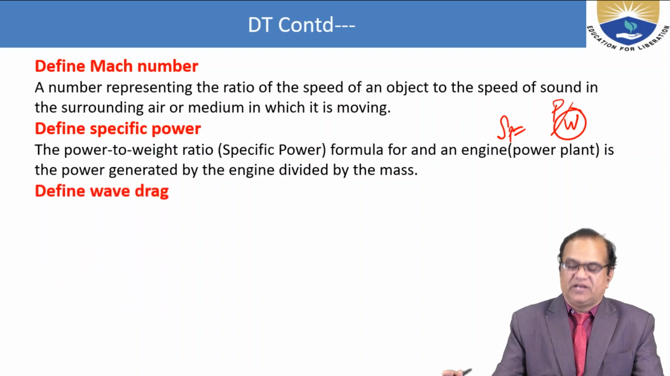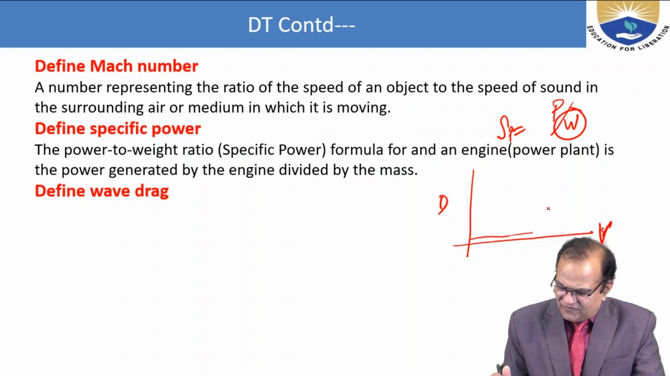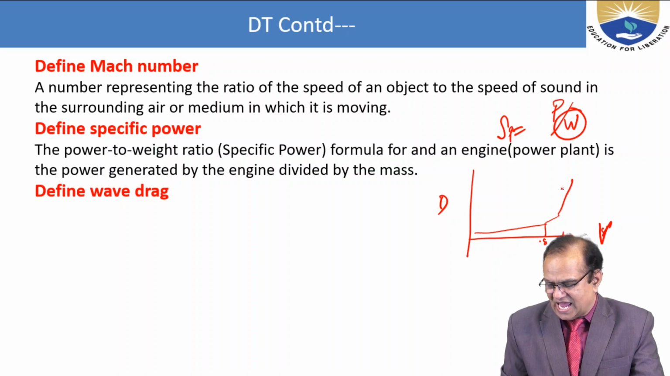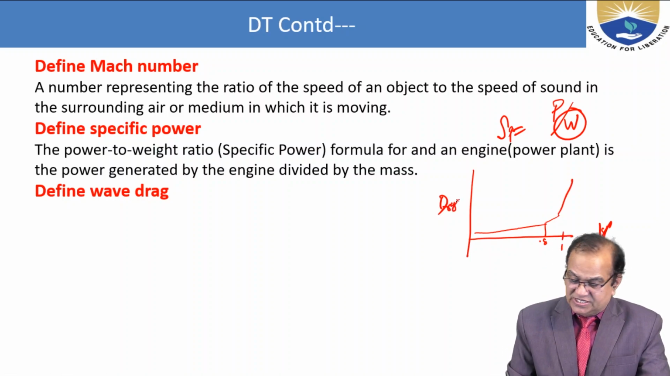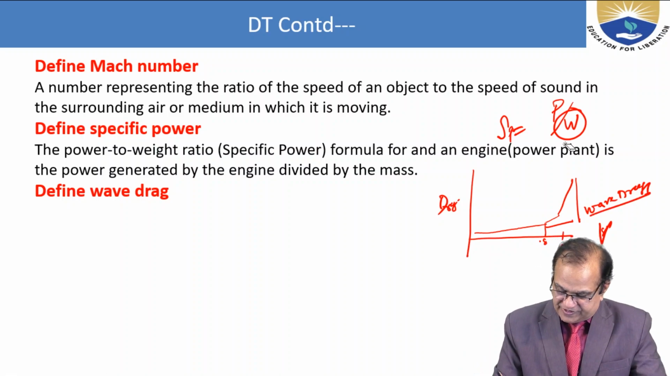Wave drag. If we draw here, this is the speed and this is the drag, V and drag. So up to here, in the subsonic zone, the drag is very, very less, it is increasing slowly. But as you reach near 0.8 Mach, and if it is 1 Mach, it will increase like this. So this is called the wave drag. This zone is wave drag. This is happening due to the formation of shock waves.